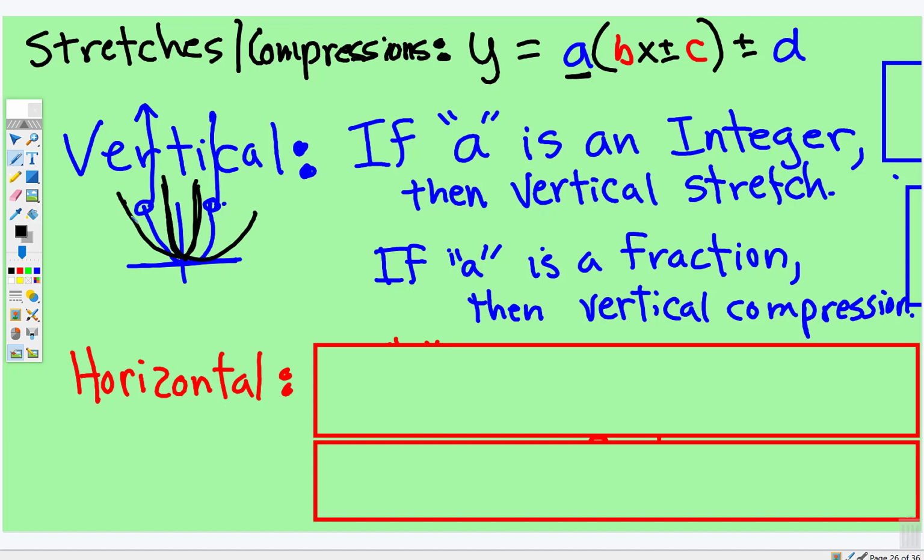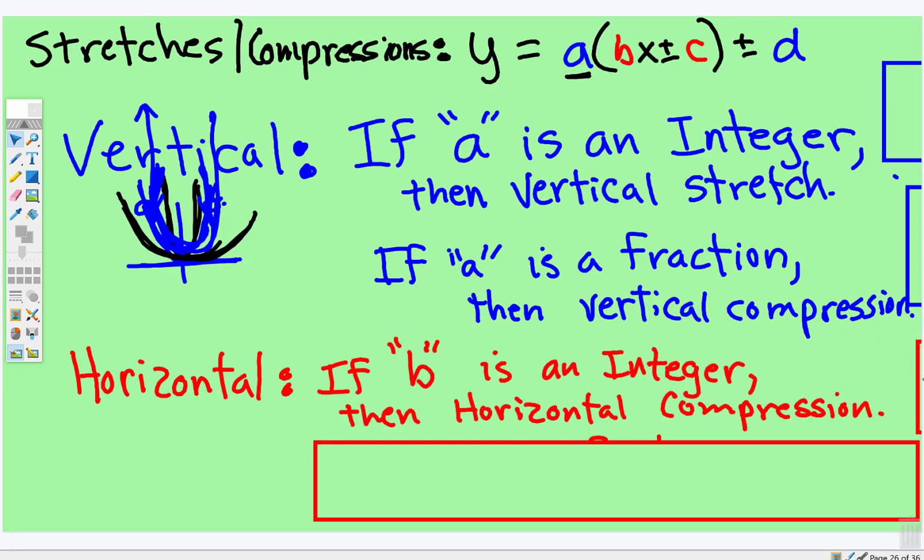So imagine you have a parabola. Let's go back to the original blue one right here. Well, if A is a fraction, then imagine you're pushing down on it, you're compressing it, and it becomes flatter. Okay, so this is a vertical stretch or vertical compression. Now this is the tricky part. When you switch to horizontal, you're going to reverse the process.